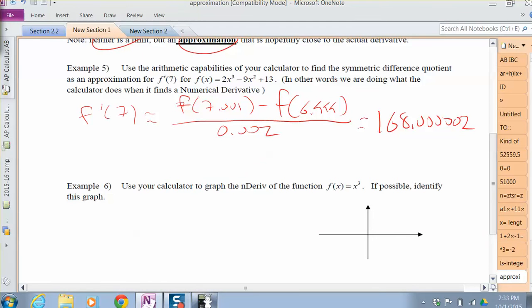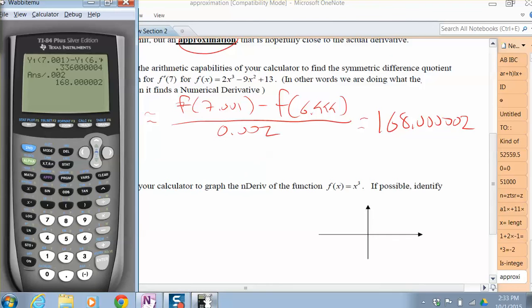Cool. Now what if I went to alpha window, that's the shortcut for nderiv, x. Now I'm going to put y1 in there, so I don't have to retype the function because I already have it stored under y1. And 7. Oh, you get the same thing. So now we know that this is what the calculator is doing. It's just doing an approximation when it calculates the derivative.